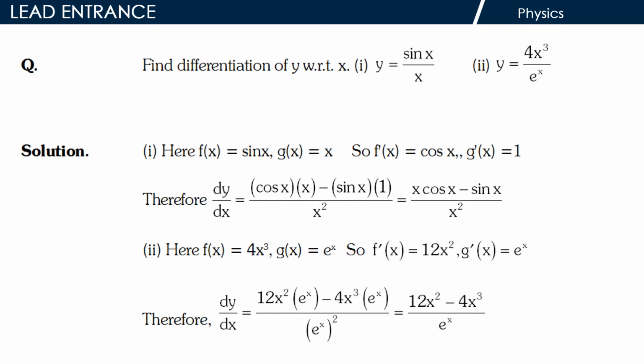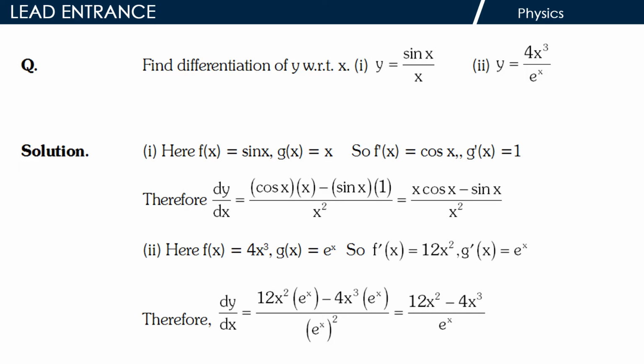Solution. Here, equation 1: f(x) is equal to sin x, g(x) is equal to x, so f'(x) is equal to cos x, g'(x) is equal to 1. Therefore dy divided by dx is equal to (cos x into x minus sin x into 1) whole divided by x square, which is equal to (x cos x minus sin x) whole divided by x square.